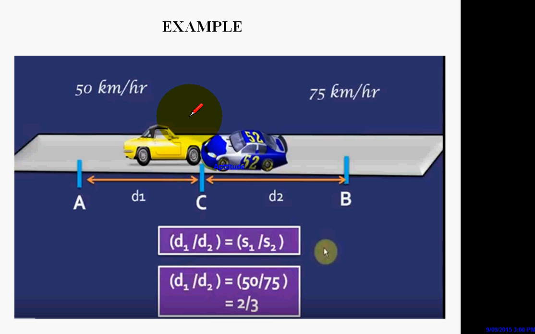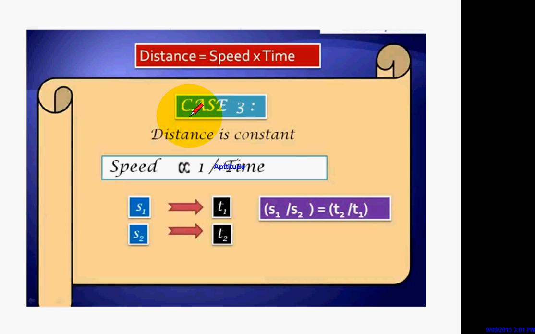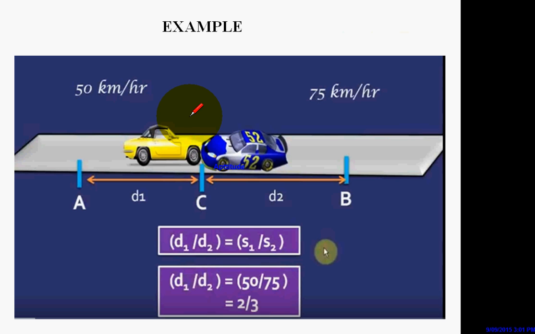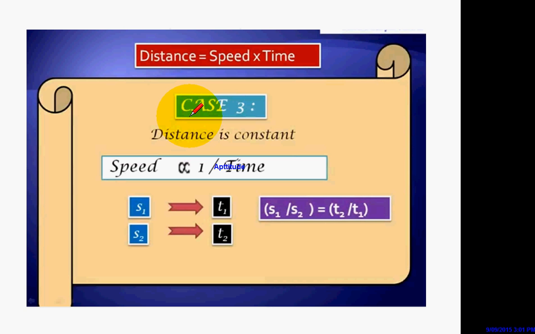Since the time is constant, again we can directly equate the ratio of the distance to the ratio of the speeds. That is, d1 by d2 is equal to s1 by s2. We know s1 and s2, isn't it? s1 is the speed of the first car, s2 is the speed of the second car. Just substitute here, you will get d1 by d2 as 2 by 3. That is the ratio of the distance, 2:3. This is the example for the second case.